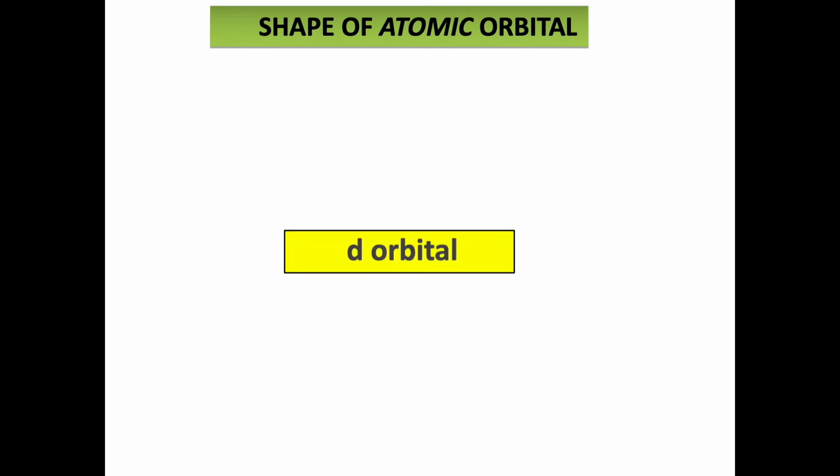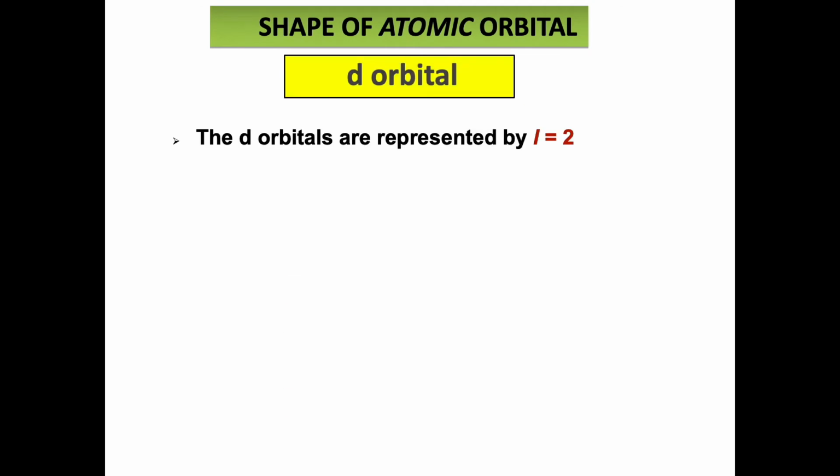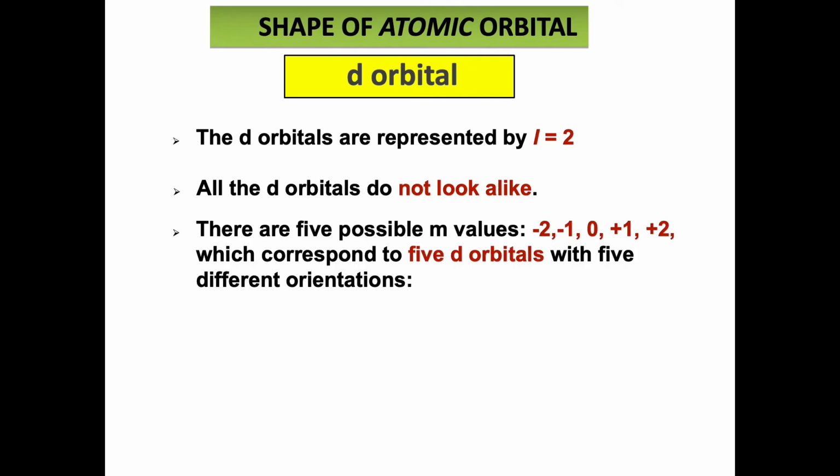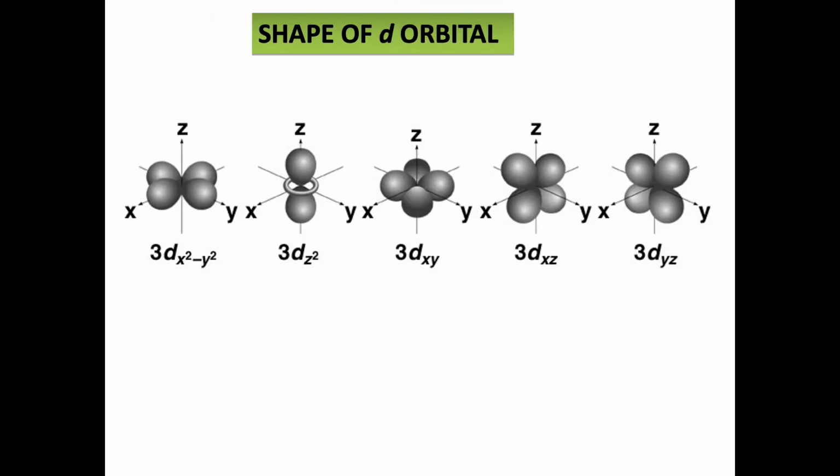As for the d orbital, it is represented by the value of L equal to 2, and all of the d orbitals do not look alike. There are 5 possible m values for L equal to 2, which are negative 2, negative 1, 0, plus 1, and plus 2, which then correspond to 5 d orbitals with 5 different orientations. The orientations are dxy, dyz orbital, dxz orbital, dx squared minus y squared, and dz squared orbital. So the shape of the d orbital will look like this. You can try and practice to draw on your own.